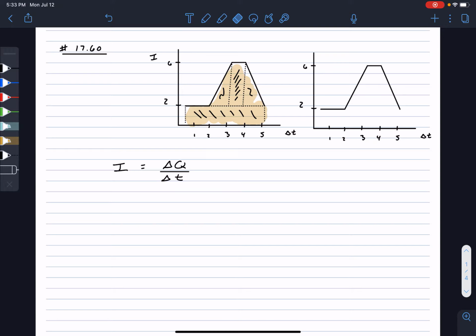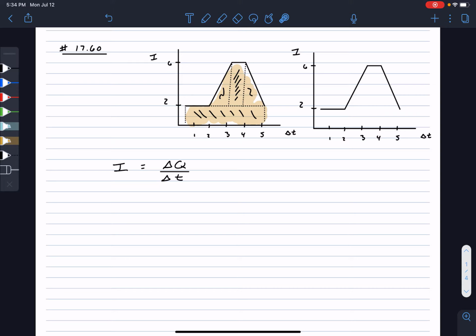We're asked to look at problem 60. In problem 60, we're given a graph of current versus time. This is in the book. It looks pretty much like this. I didn't draw the grid.